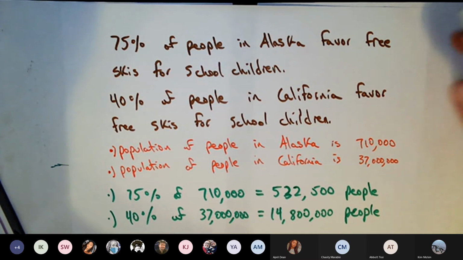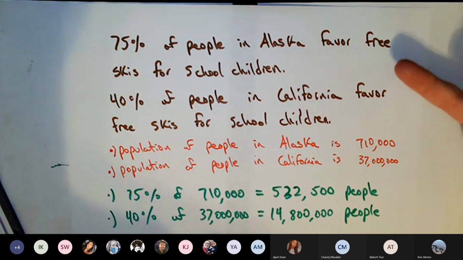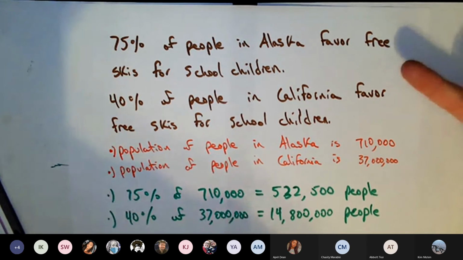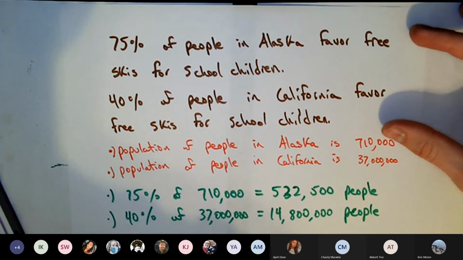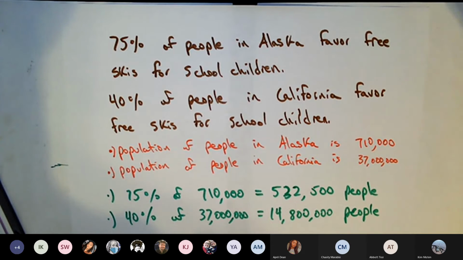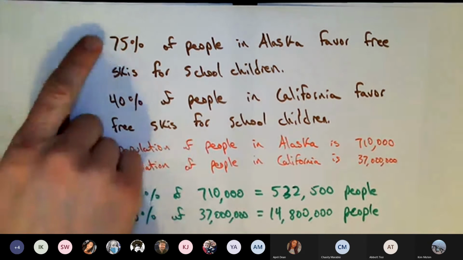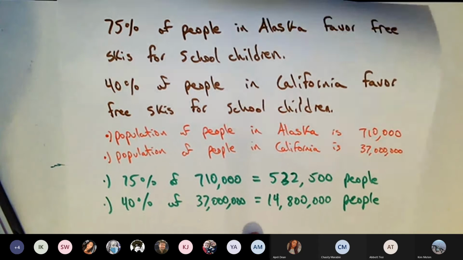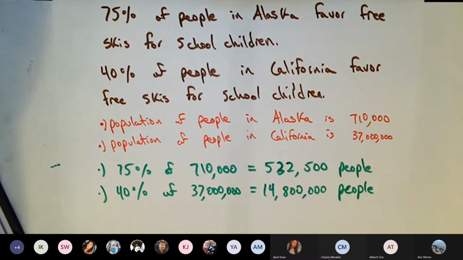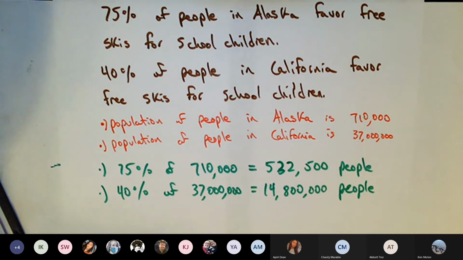There's a lot more snow in Alaska, I guess, so maybe people ski more. Maybe school children have to ski to school in Alaska. I don't really know what the context of this problem is. So it makes more sense that per 100 people, there would be more in Alaska that would favor free skis for school children. But it's also important to note that that does not mean that there are more people in Alaska that favor free skis. There are only 532,000 people in Alaska that want free skis for children, while there are nearly 15 million people in California that want free skis for school children.